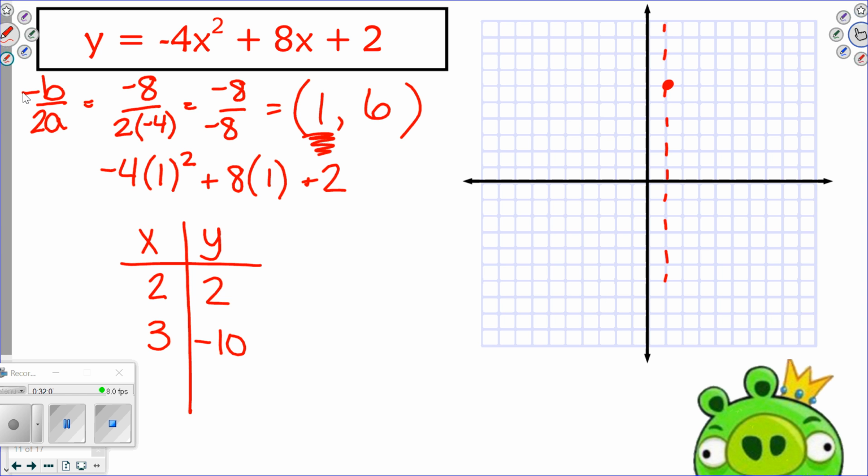So the point 2, 2. And then I always reflect it as I graph it, right? So I plotted 2, 2. That was 1 spot away from that folded line. I'm going to put another one spot away on the other side. And then 3, negative 10. And I'm going to reflect that one.